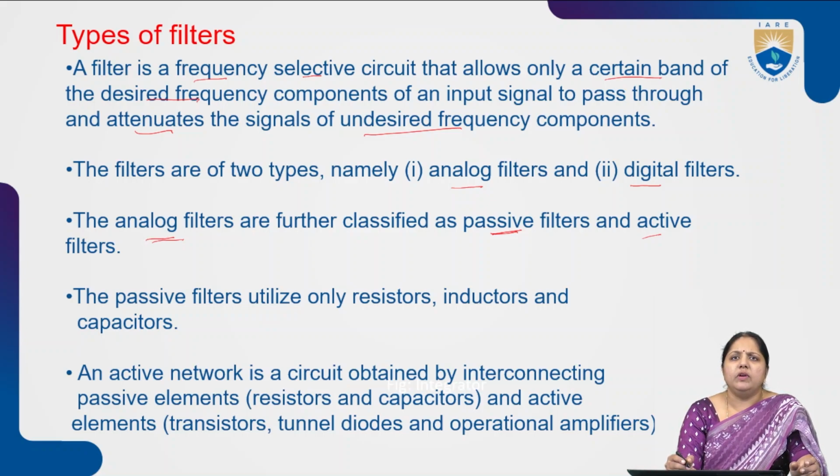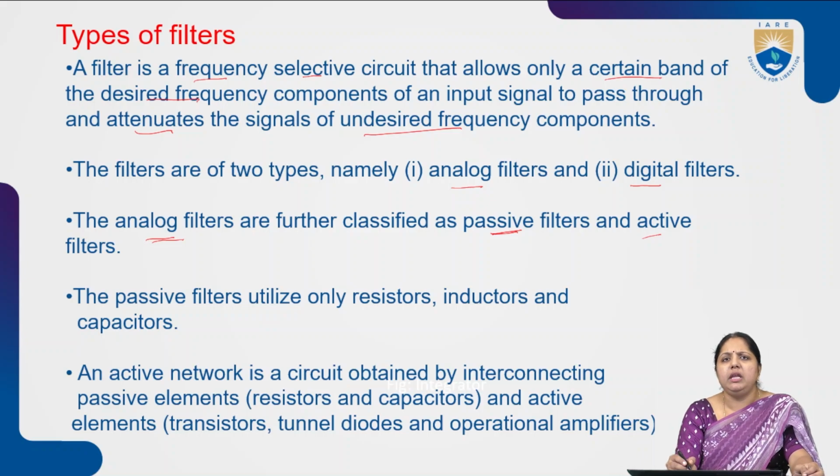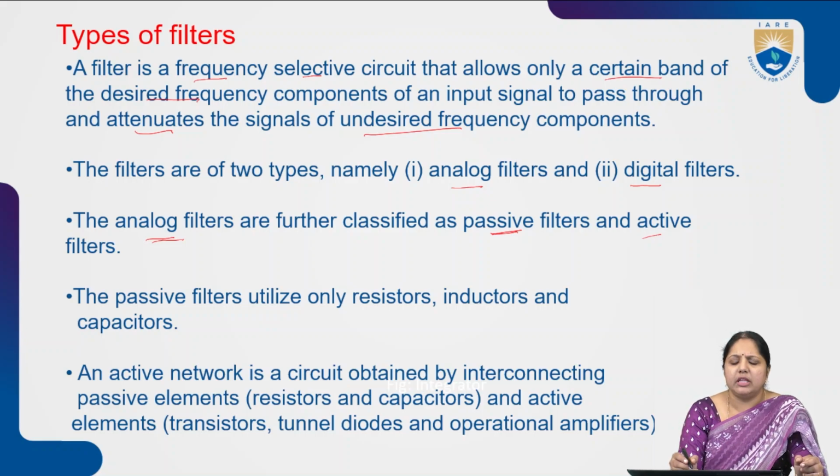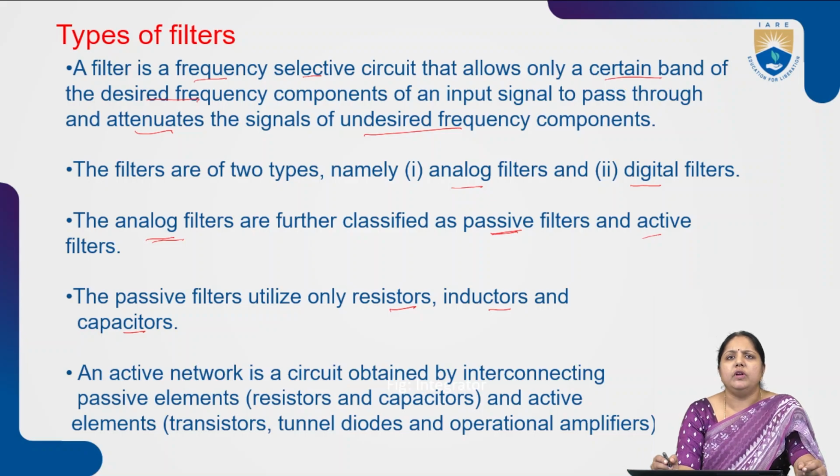So what are passive filters? Generally, in network theory and many other subjects, we have seen passive filters. Passive filters consist of passive components, like a resistor, inductor and capacitor. So if a resistor, inductor and capacitor are present in the filter, then those are passive filters. And what about active filters?